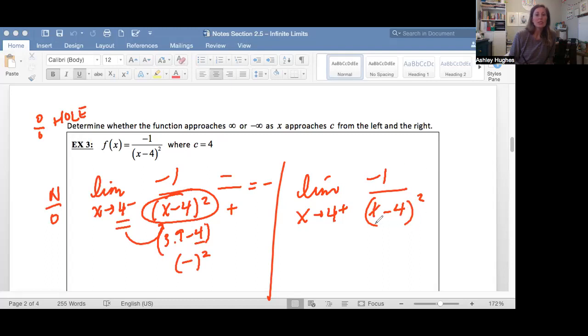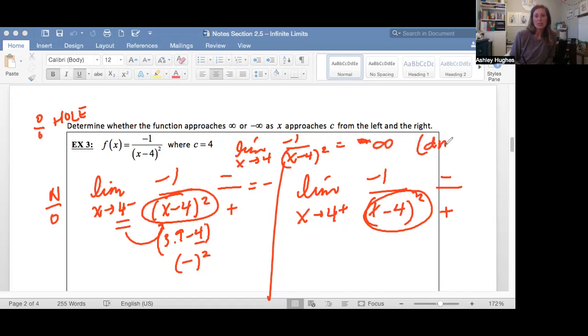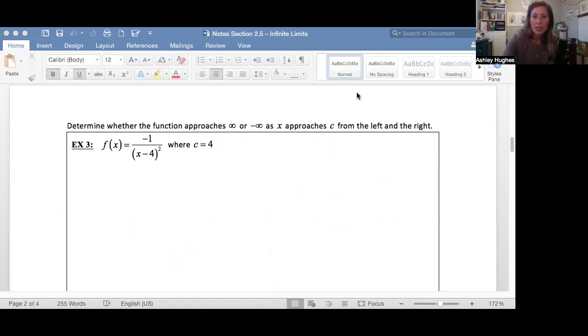And this is going to be the same case over here. I don't even have to worry about it because I see that this is squared. So this is always positive. This happens to always be negative. So the answer is going to be negative infinity. So if I want to say what's the limit as x goes to 4 of negative 1 over x minus 4 quantity squared, I could say negative infinity, or I could say does not exist. So that's an example there.